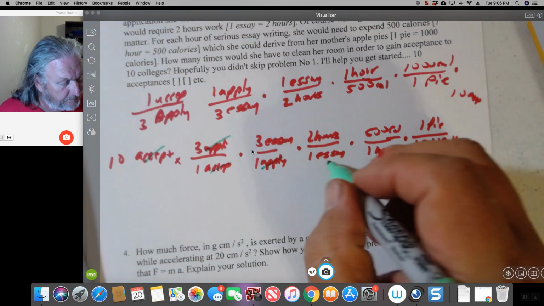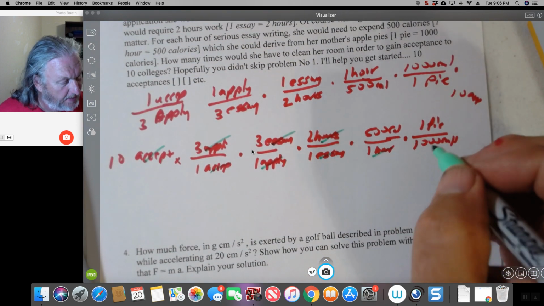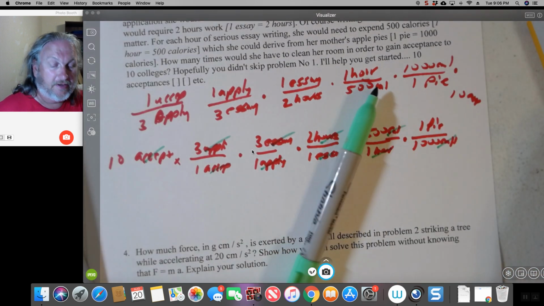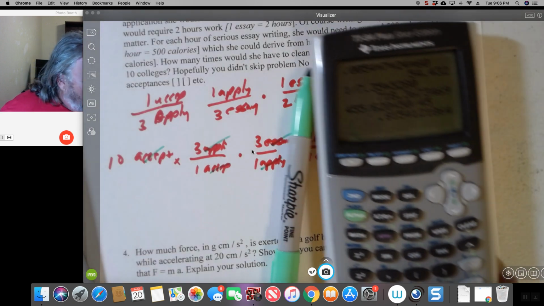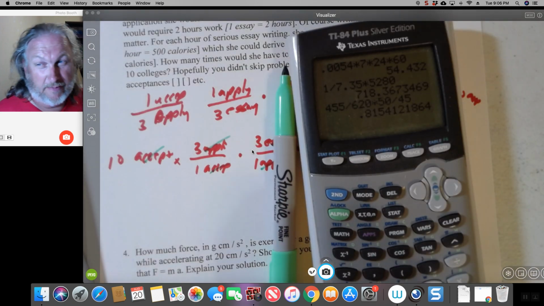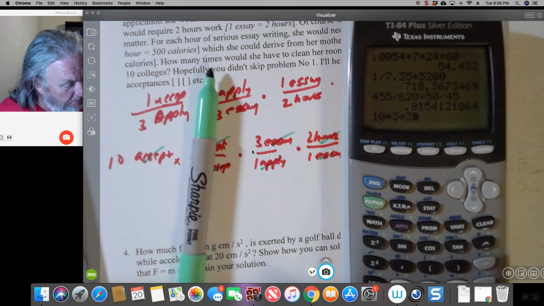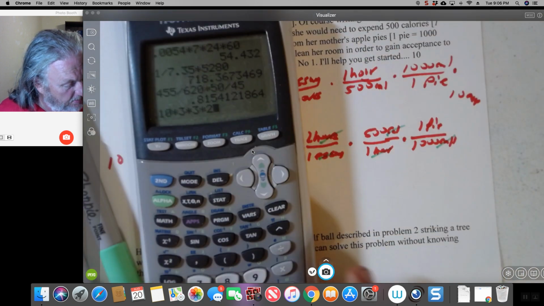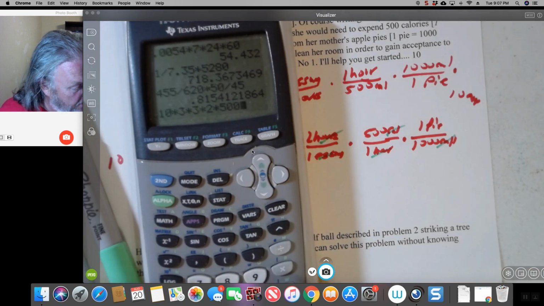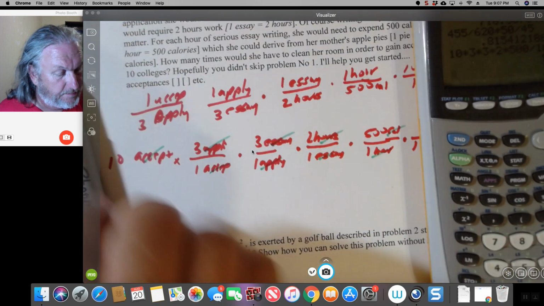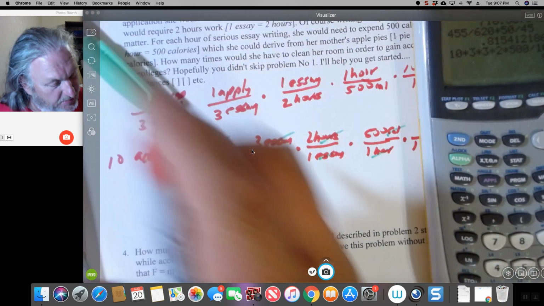Probably should have eaten a steak at the same time, but all right. So I got 10 times 3 times 3 times 2 times 500, divided by 1,000. I got 90 pies. So her poor mother is going to have to make 90 apple pies in order to have enough acceptances to go to college. Hopefully paid for with a full ride scholarship because she made really good grades in chemistry.